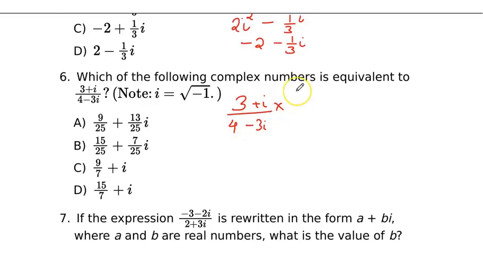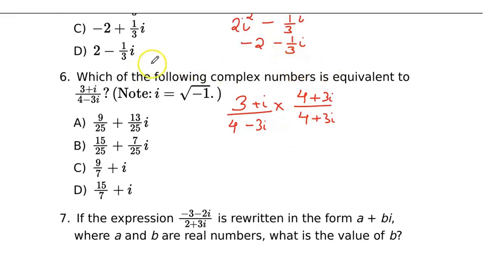We'll multiply and divide it by the conjugate, with the opposite sign. Here we have 4 minus 3i, so we'll multiply it by 4 plus 3i upon 4 plus 3i. This is known as the conjugate. We multiply and divide it by the conjugate. The conjugate is basically the number with the imaginary part having a different sign.